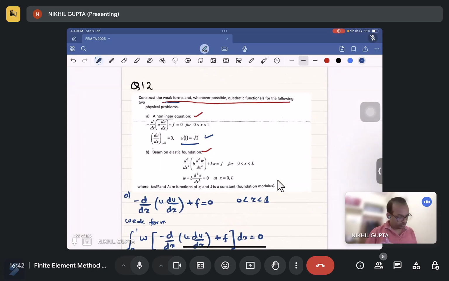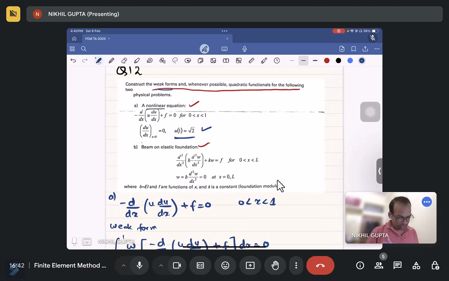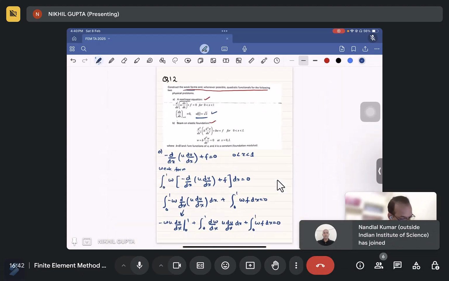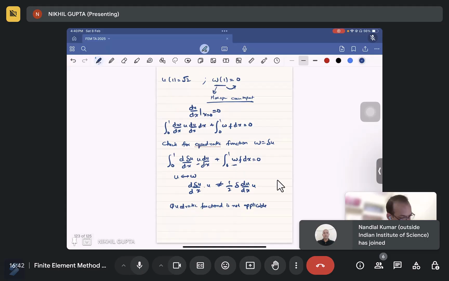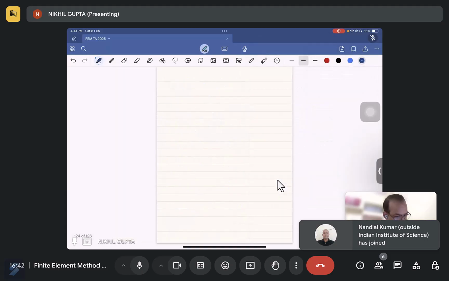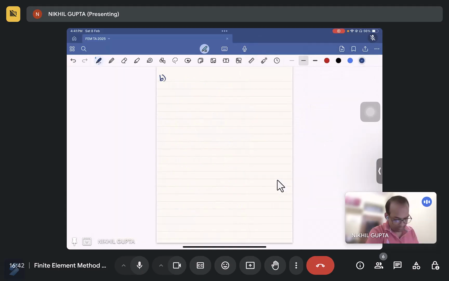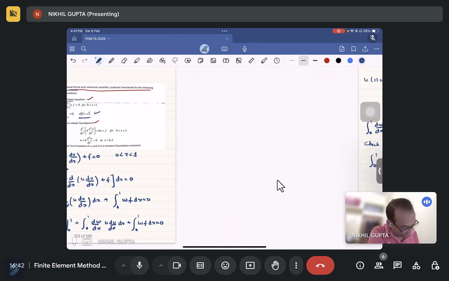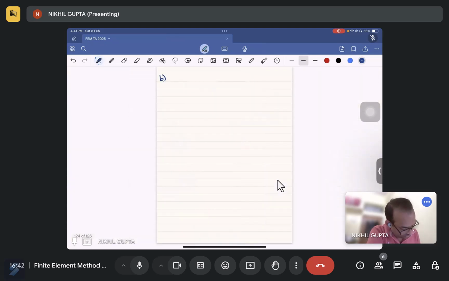So we have part D, which is the beam on elastic foundation. We will start solving that. The equation is given as d2 by dx2 of the quantity d2w by dx2, plus k w, equals f.